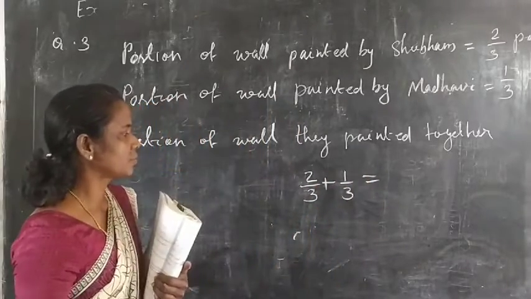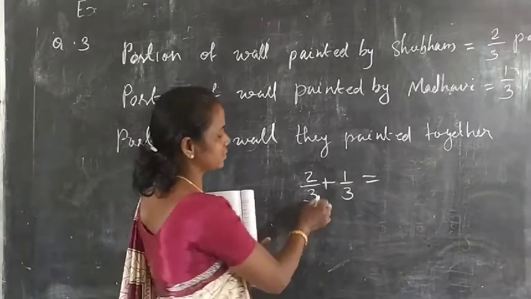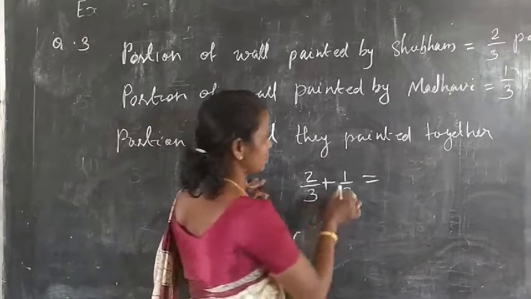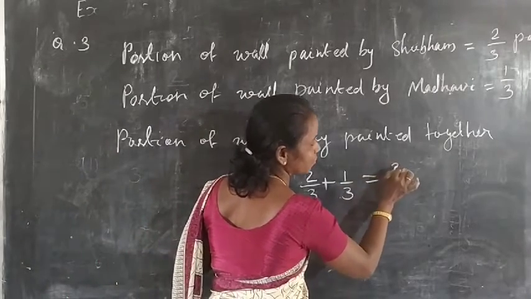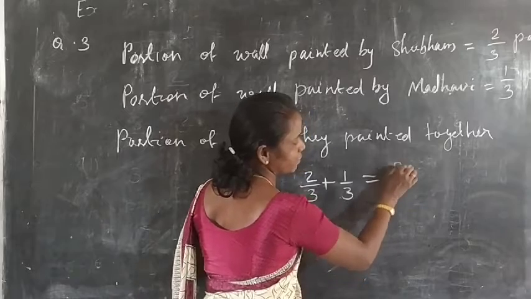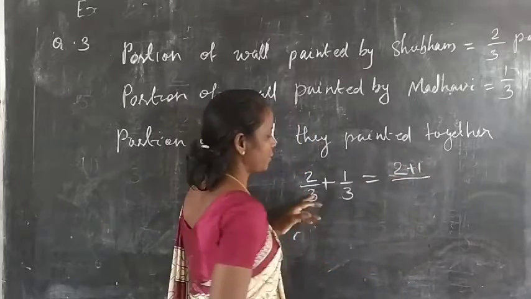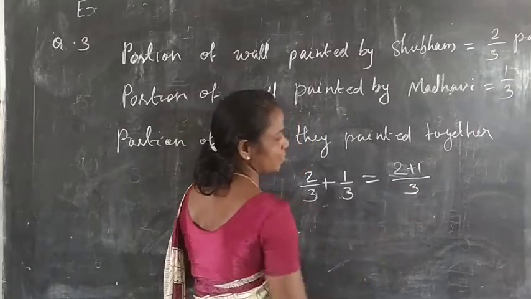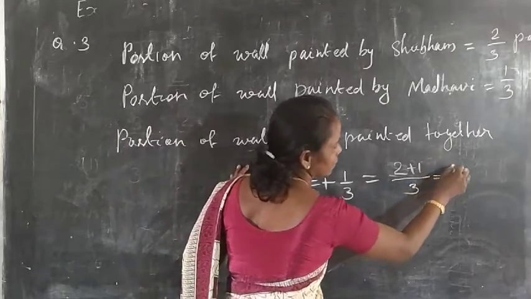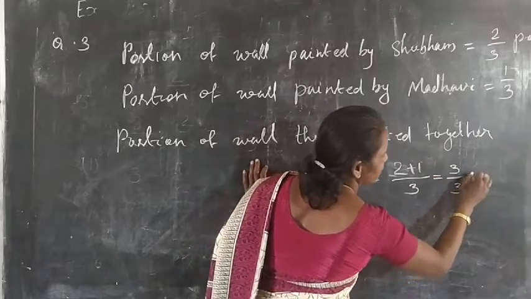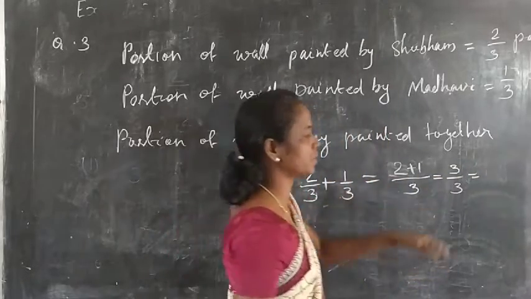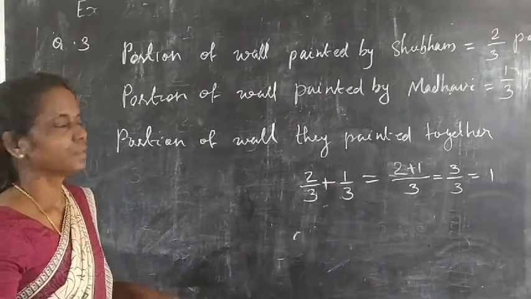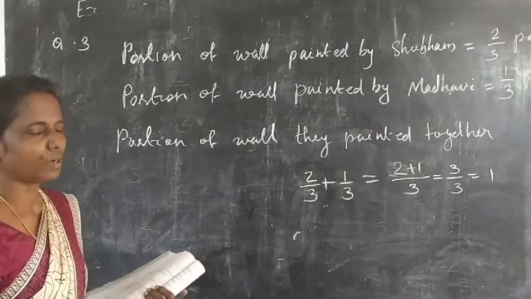So look, 2 by 3 plus 1 by 3. Which type of fraction is this? These are like fractions, so we can add the numerators. Numerator: 2 plus 1, by the common denominator. Which number? This is the same denominator, 3. Common denominator, then add 3 by 3. What is 3 by 3? It is equal to 1. That means they painted the whole wall.